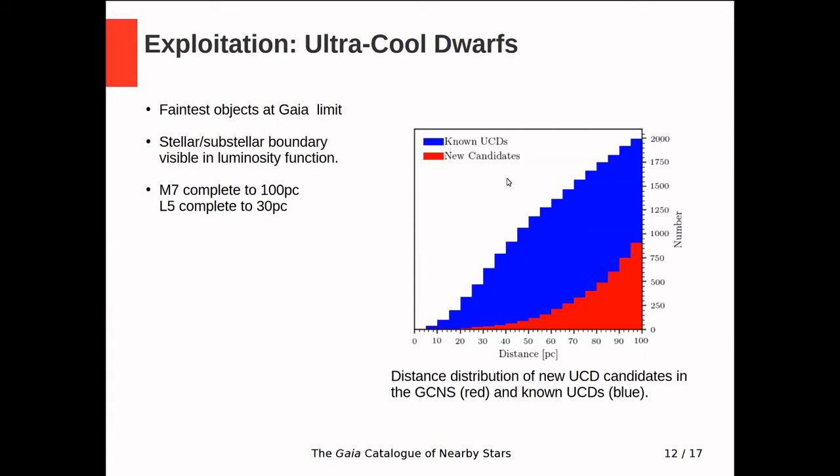M7 itself is complete for the whole catalogue, so 100 parsecs. Whereas by the time you get to L5, which is much cooler, you're only complete for the first 30 parsecs. At the far end, L8 and beyond, you're only complete for the first 10 parsecs or even less. We show here this histogram of the distance distribution of new ultra-cool dwarf candidates as found in Gaia EDR3.